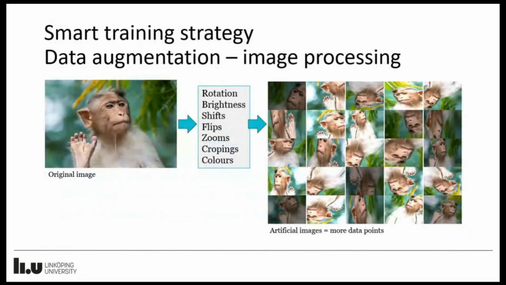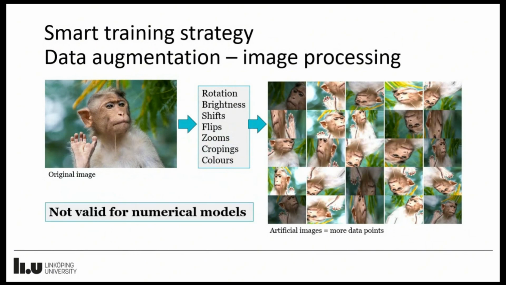So how do we do this? I mean, if we go back to what we do in image processing, typically you start with your original image and then you do a lot of shifting, rotation, you shift your colors, you do croppings, and you generate a number of artificial images of this original image. You get more data points. Well, we cannot do this for numerical models. I mean, we can't shift too much. We need to incorporate the physics. Well, we need to have the physics still.